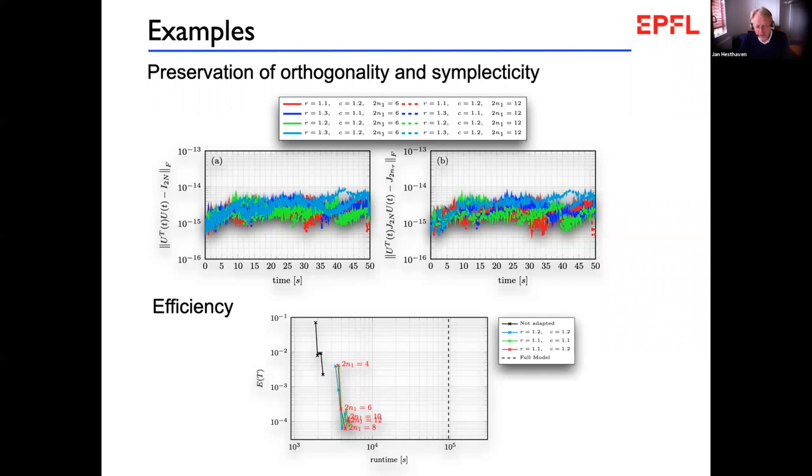In terms of efficiency, so runtime. The dashed line is the full solver. The black line is an evolving basis, but it's not adapted. And then it depends on how many you start with. And the lines that are sort of on top of each other are with the evolving basis. Perhaps the most important thing to observe here is that, first of all, the basis is very small. And secondly, you gain not 2 orders of magnitude, but maybe a factor of 50 compared to the full model.